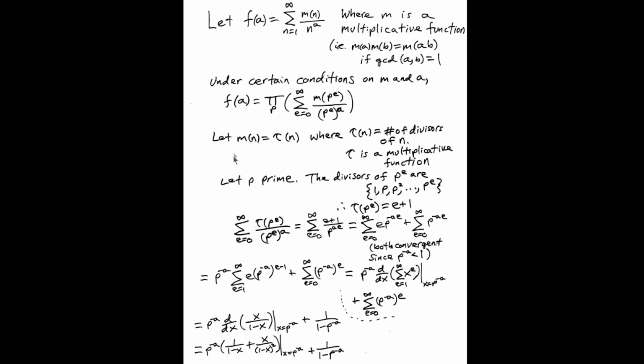Okay, let's set this up as our Dirichlet series. So the sum as e goes from 0 to infinity of tau of p to the e over p to the e to the a, just simplifying, equals the sum as e goes from 0 to infinity of e plus 1 over p to the a, to the e. And this equals the sum of e p to the minus ae plus the sum of p to the minus ae, just separating these two terms. And we can do that because both these series are convergent, since p to the minus a is less than 1.